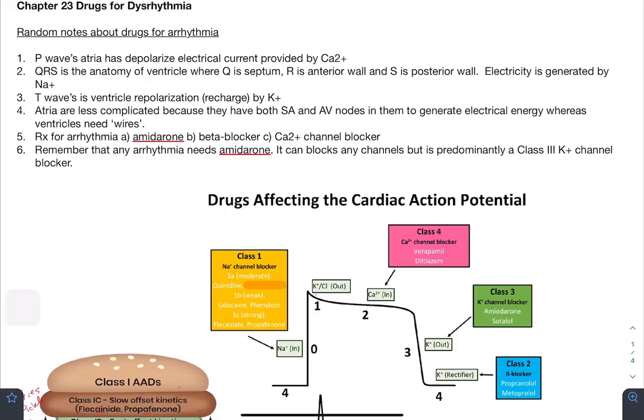Hello, welcome back. For this chapter, we'll be discussing the drugs used for dysrhythmia. Dysrhythmia is also known as arrhythmia. It basically means the rhythm of your heartbeat is not in synchrony, it is out of beat, as they call it.